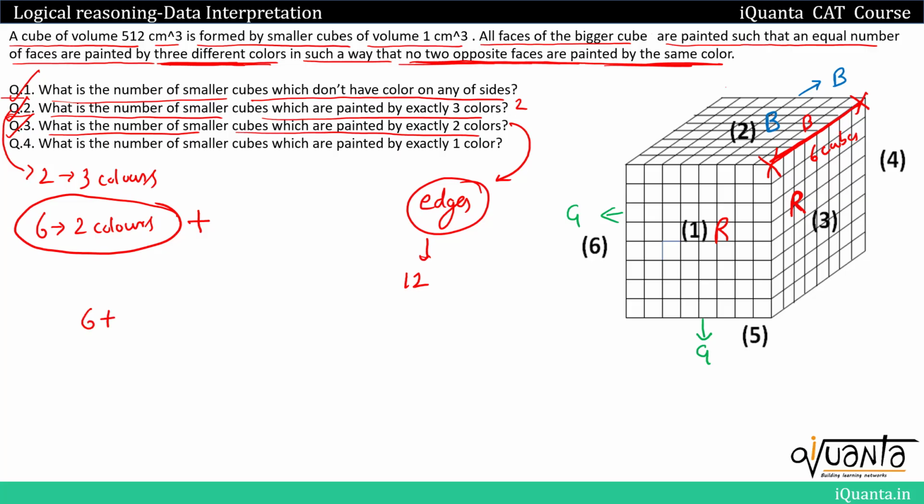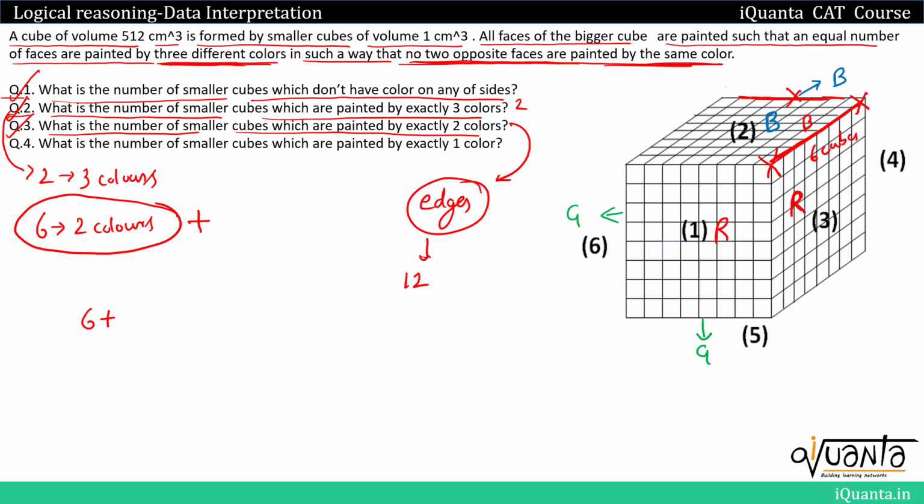Now if we talk about this particular edge, removing the corners, I can see that I have blue color at the back and blue color at the top, because this edge is formed by blue color at the back and blue color at the top. So there is just single blue color on this particular edge, so we won't be counting this edge.